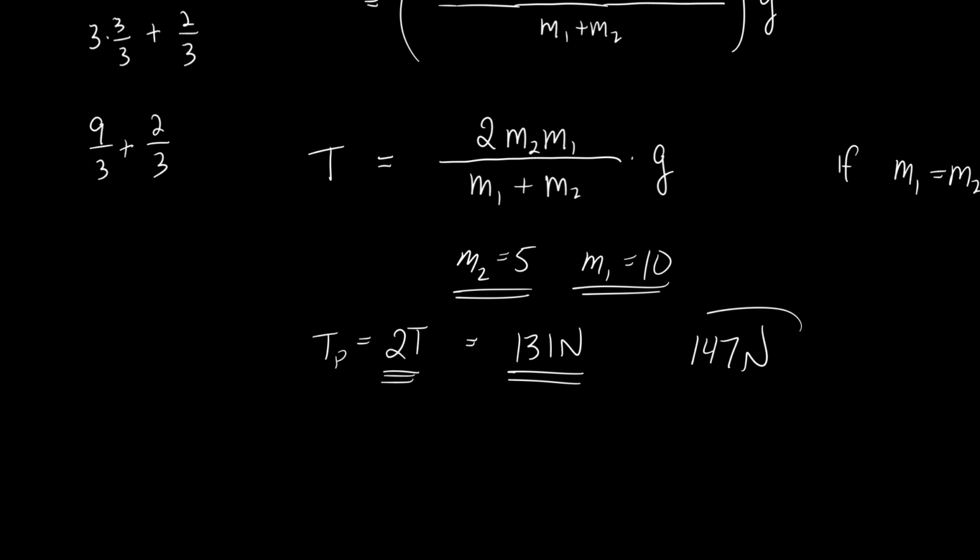We hung 147 newtons of weight on either side of the pulley, but the pulley only pulls up with 131 newtons of force. Why? Do you see a discrepancy here? If not, Thursday's test is going to be tough for you. But you should have a problem with this, or be able to explain why.